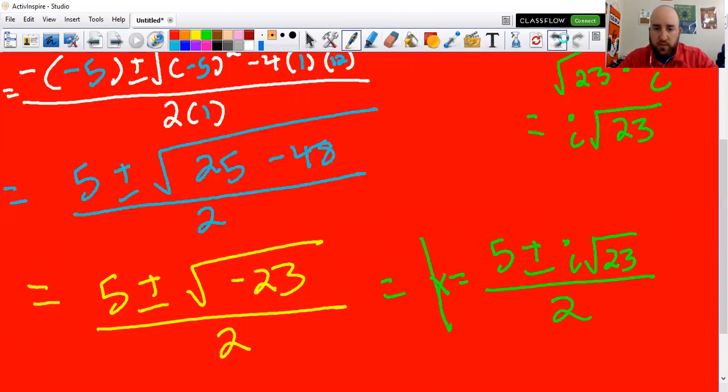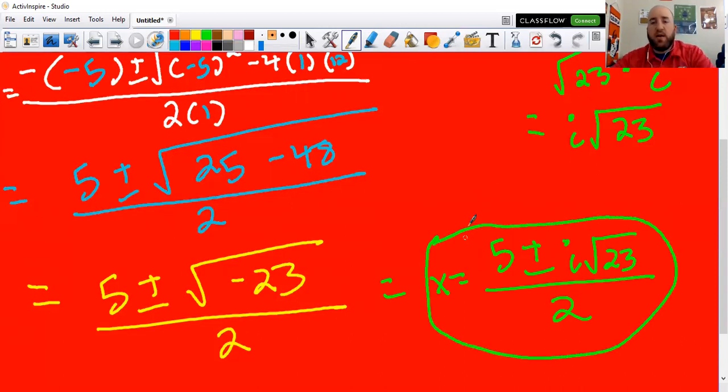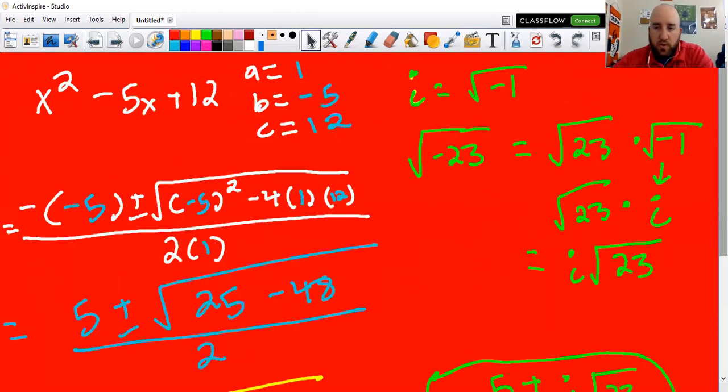So, whoops, it's not the best circle I've ever drawn. That's a little better. These would be my answers. So these would be my solutions, and they are two imaginary solutions to x squared minus 5x plus 12, again, assuming that this is set equal to 0. All right, so that's it as far as the problems.